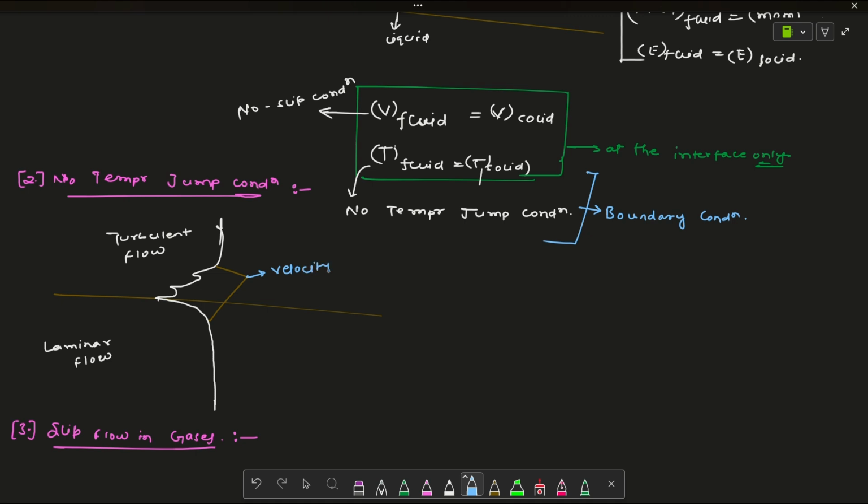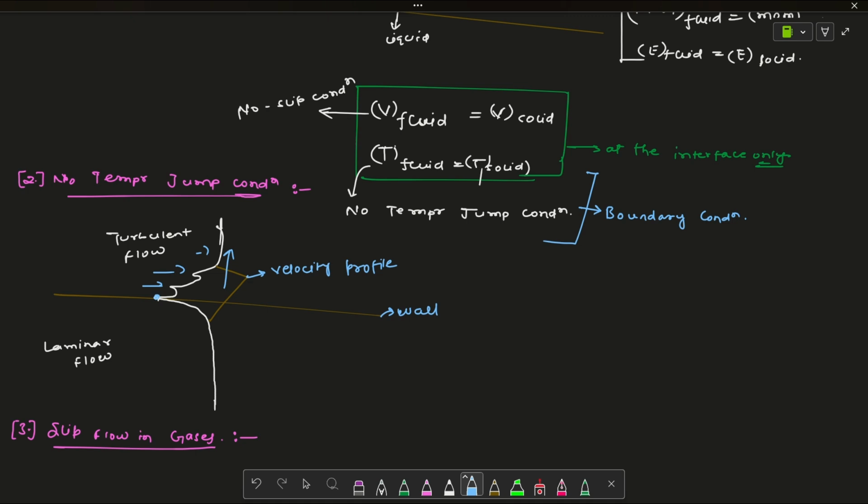Velocity profile. So you can see that this is the wall. One fluid is flowing above this wall and that is turbulent flow. In turbulent flow as well, we will see the velocity in this direction. These are the velocities, right?